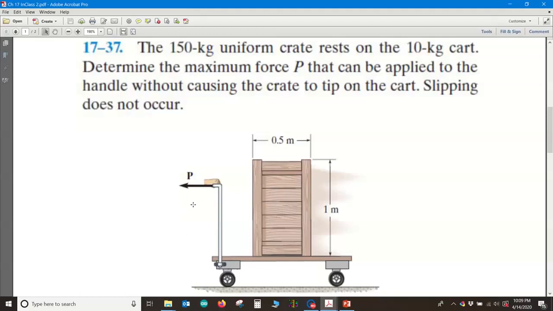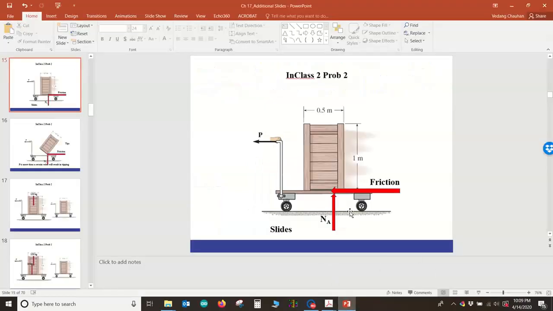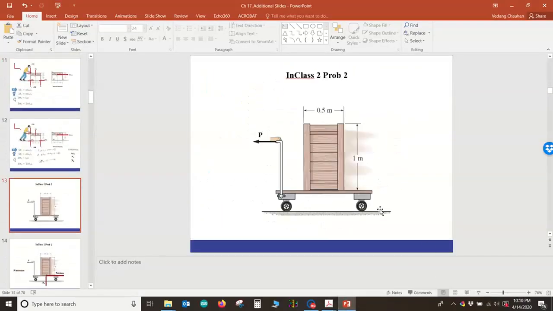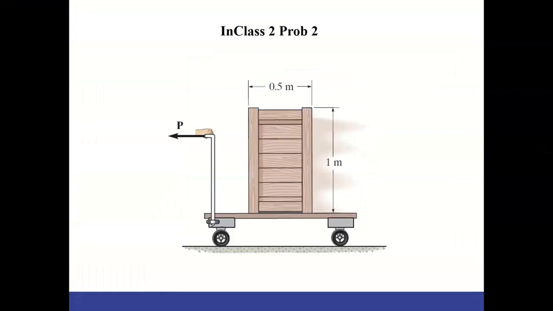We need to know this maximum force because we need to optimize the operation of moving the crate. That means we want to do it as fast as possible, but we do not want to cause the tipping of the crate on the cart. Okay, so that's the problem. So let's look at this approach. So this is the problem statement.